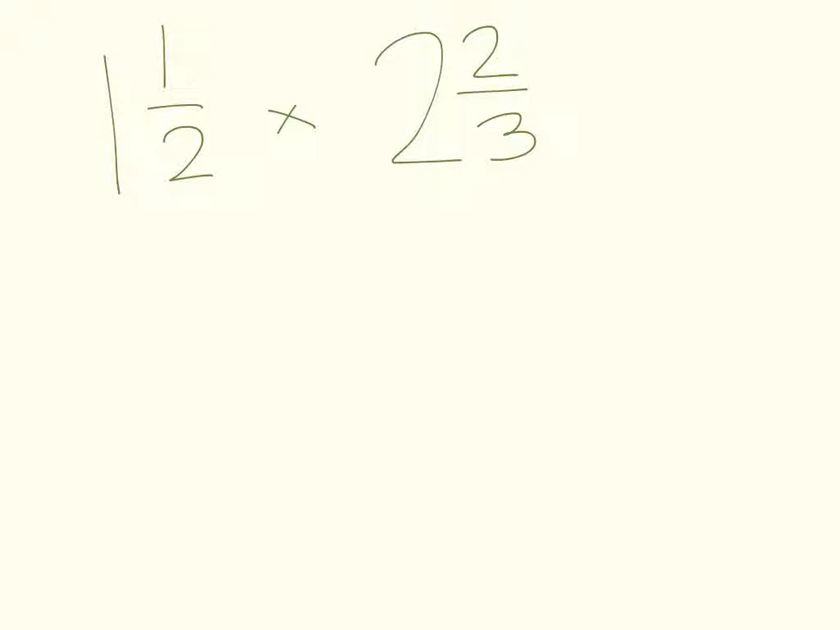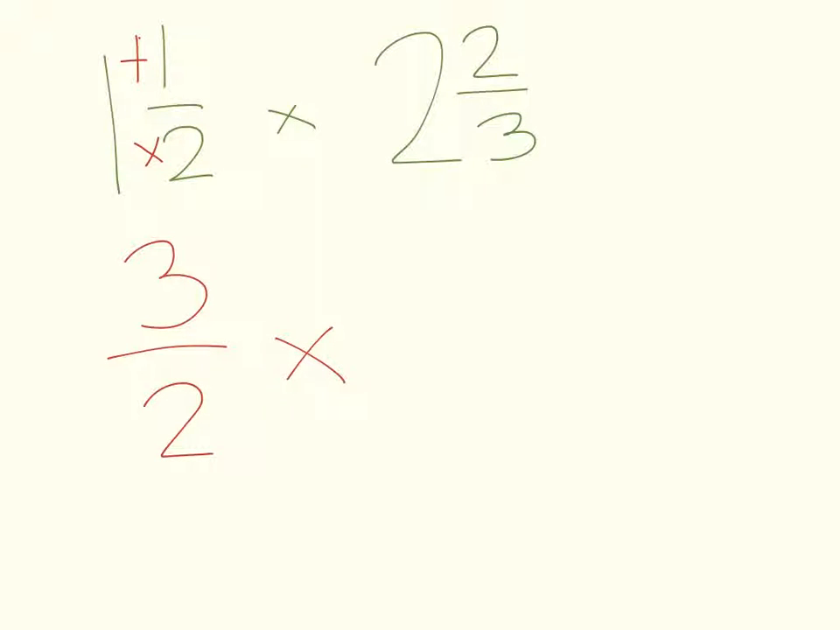Okay, how to multiply mixed numbers. What if I have 1 and 1/2 times 2 and 2/3? So remember, the first thing we're going to do is we're going to multiply the whole number times the denominator. 1 times 2 is 2, and 2 plus 1 is 3. So I'm going to rewrite my mixed number as an improper fraction.